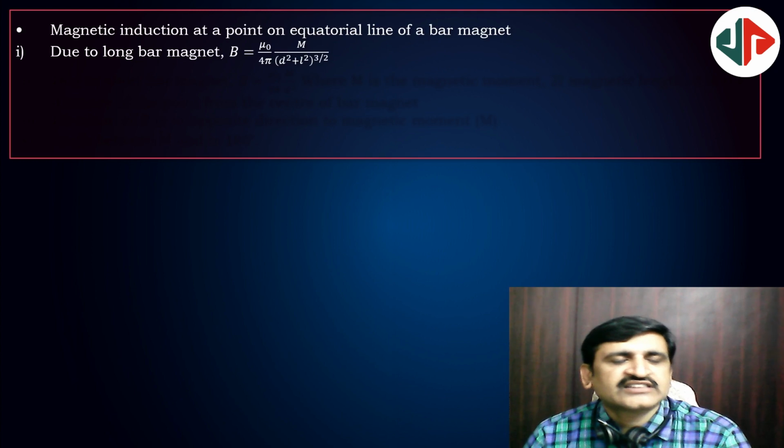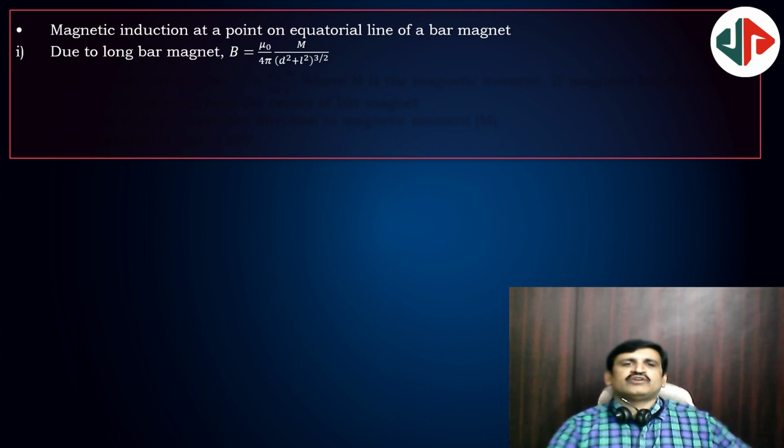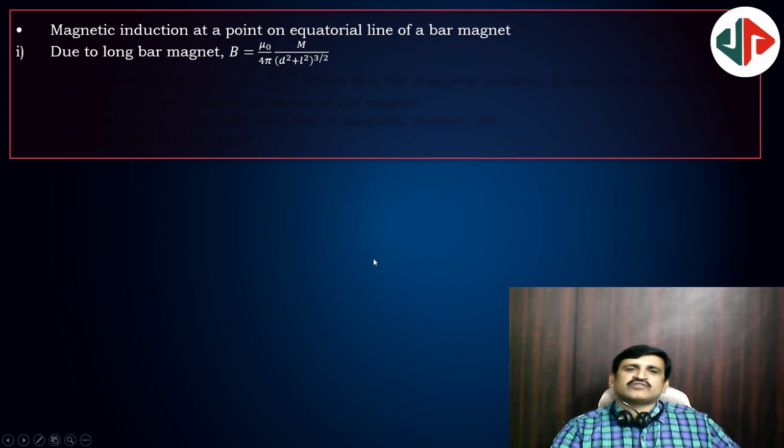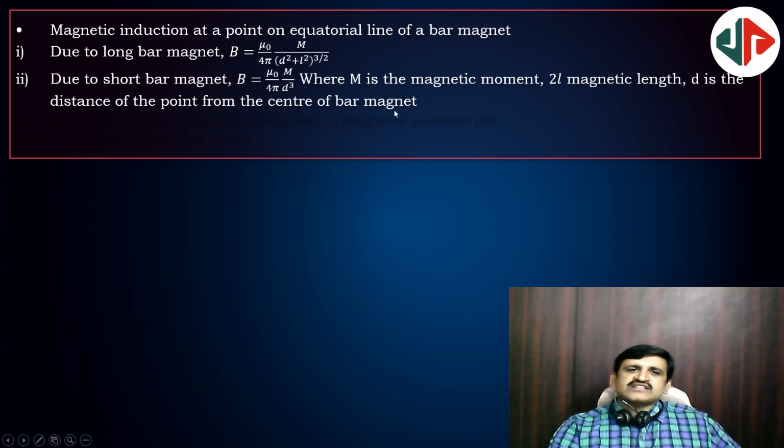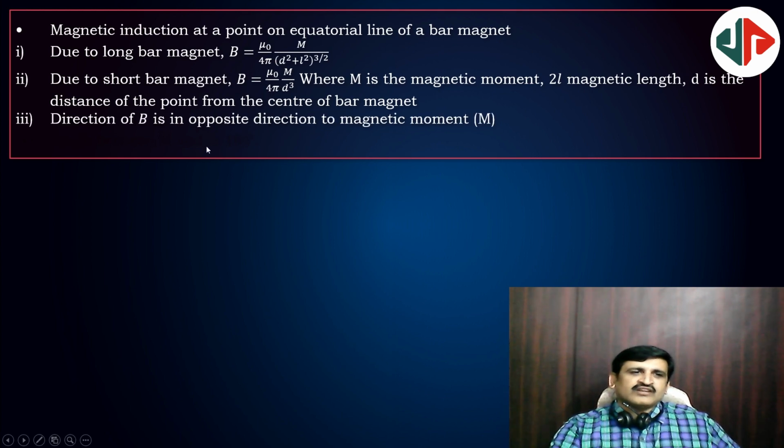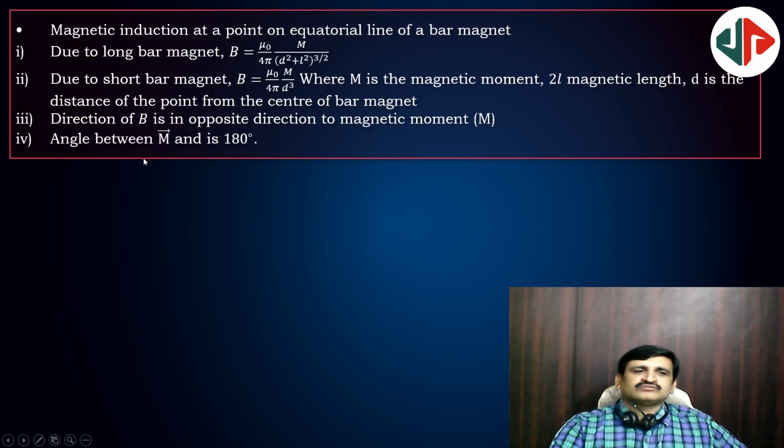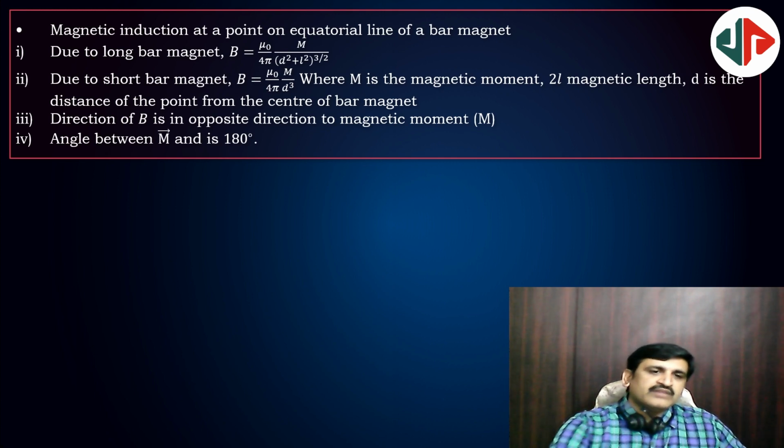Magnetic field induction on an equatorial line is mu naught by 4 pi m by (d square plus l square) whole power 3 by 2 for a long magnet. If it is a short magnet, just m by d cube. That is 2m by d cube on the axial line, and this is m by d cube on the equatorial line. And the direction of B is opposite to the direction of magnetic moment M. And the angle between M and B is 180 degrees. Here it's missing. Next.